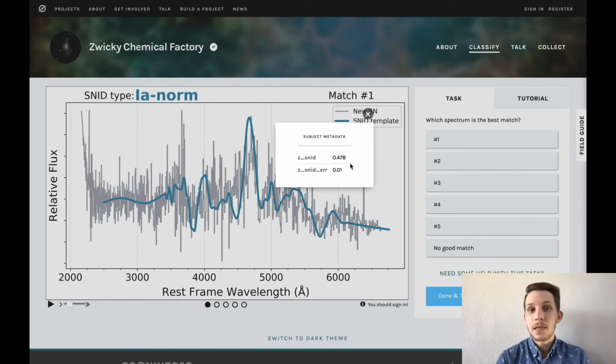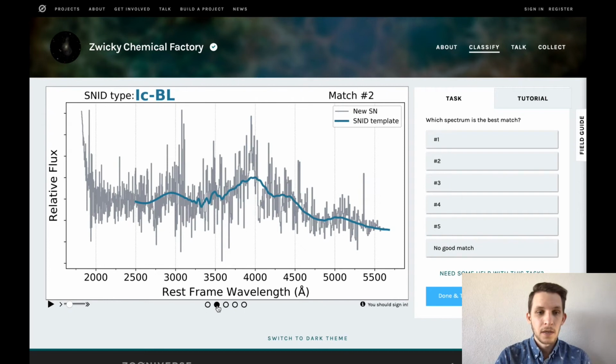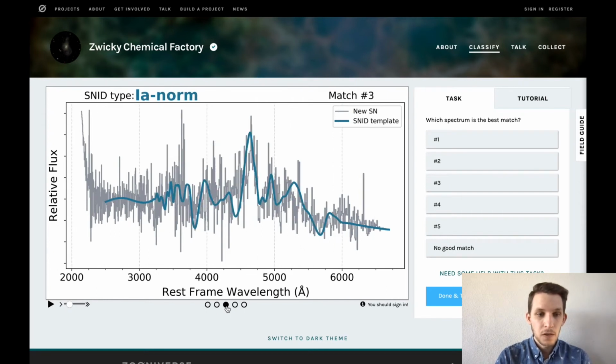While it is technically possible for the Zwicky Transient Facility to find a supernova at a redshift of almost 0.5, it's actually incredibly unlikely. So I think this is a bad match for that reason. We'll see if all the other matches also share that characteristic. Okay, so this is also a very high redshift match. Here's another high redshift match.